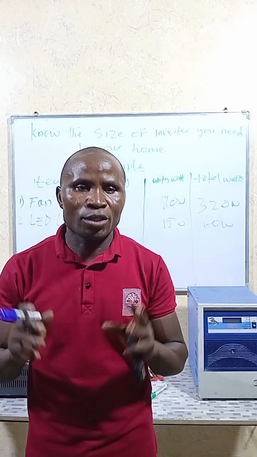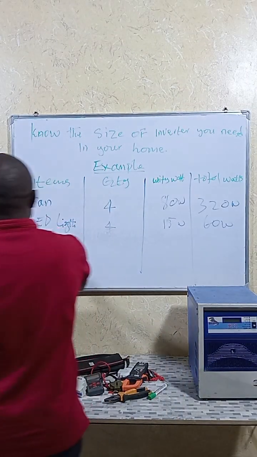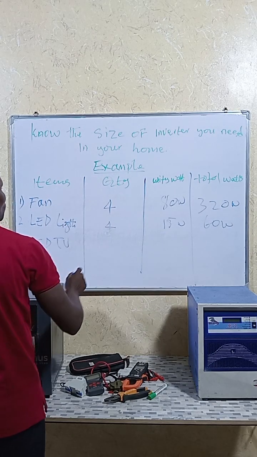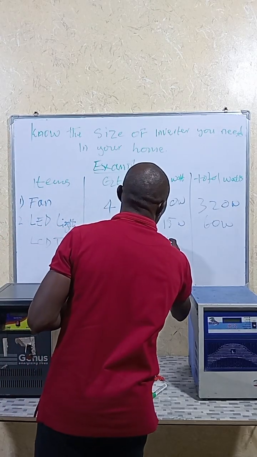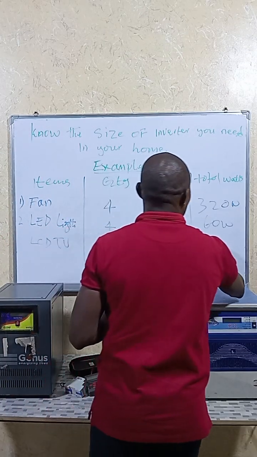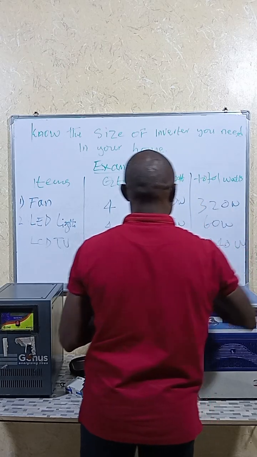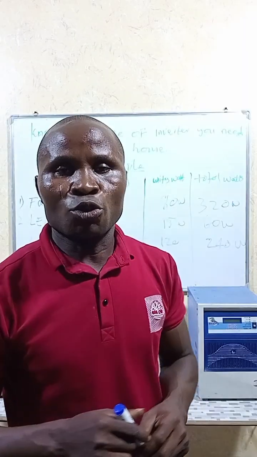Then we have the LCD television. It's 120 watts and we have 2 pieces. That is the LCD TV. We have 2 pieces at 120 watts, that is 240 watts. Do you see how we are going?